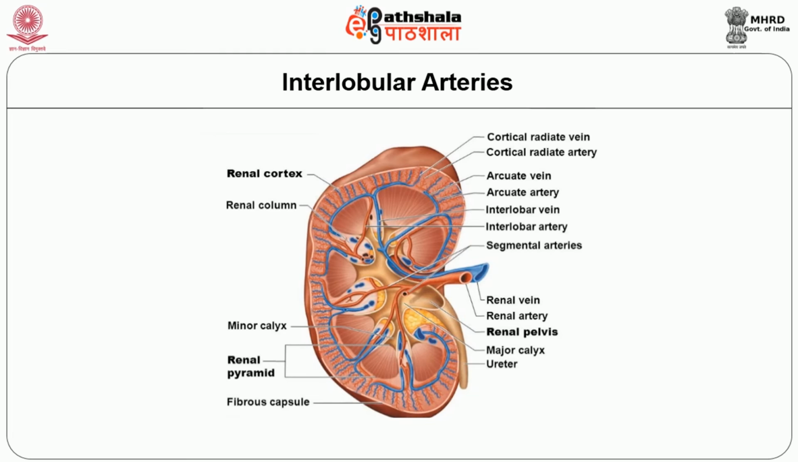Interlobar artery passes in between the medullary pyramids. At the base of the pyramid, it turns and runs parallel to the base of the pyramid, forming the arcuate artery. Each arcuate artery gives rise to interlobular arteries. The interlobular arteries run through the renal cortex perpendicular to the arcuate artery. Thereafter, the interlobular arteries branch into a number of afferent arterioles.